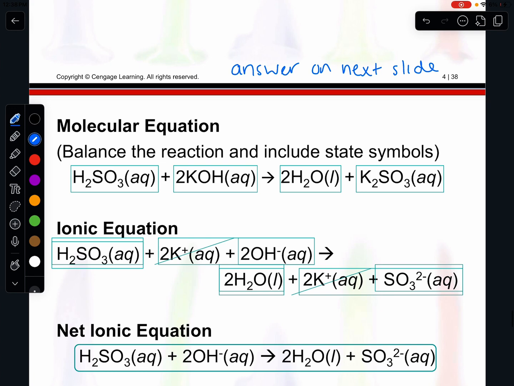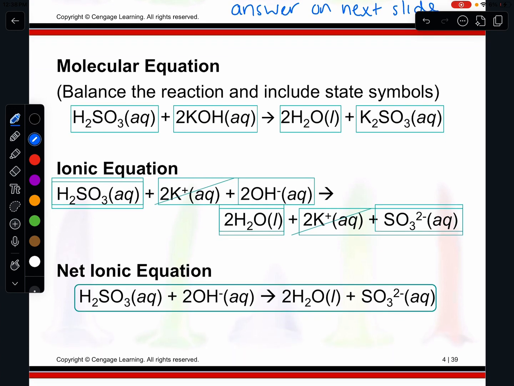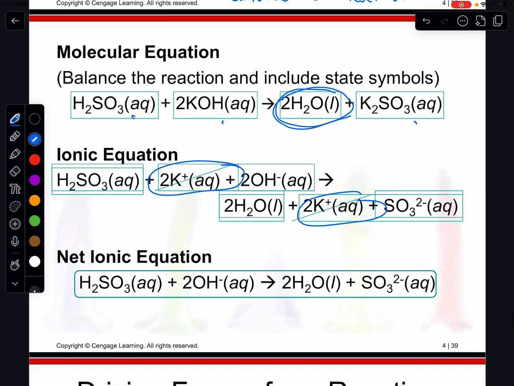Okay, so we're going to go ahead and look at the answers on the next slide. So again, we do not separate this. We separate anything aqueous, and you can see it being separated, and the spectator ions existing here. Our spectator ions were the 2K pluses, and then you have what's left over here.